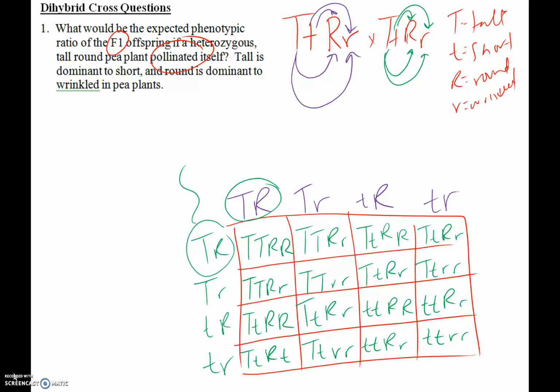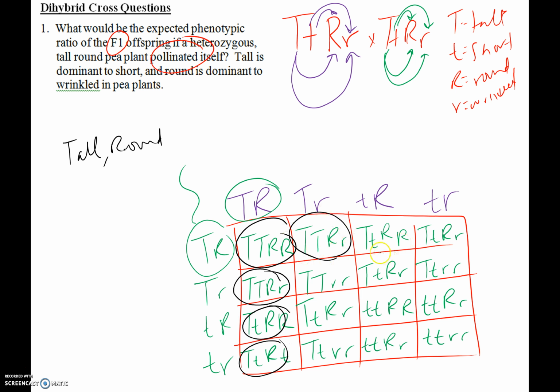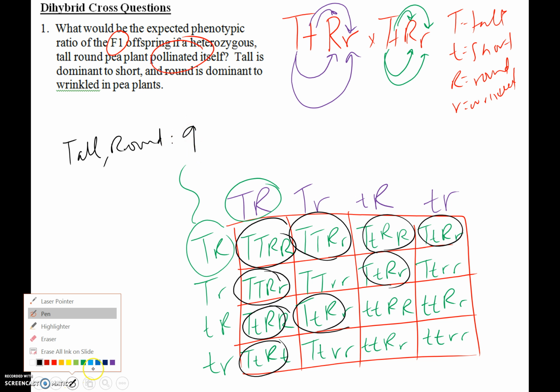Now this is asking for the phenotypic ratio of the F1 offspring. So when we find the phenotypic ratio, first we're going to look at all of the individuals that are dominant for both traits. So that would make tall and round offspring. So we find 1, 2, 3, 4, 5, 6, 7, 8, 9. We have 9.